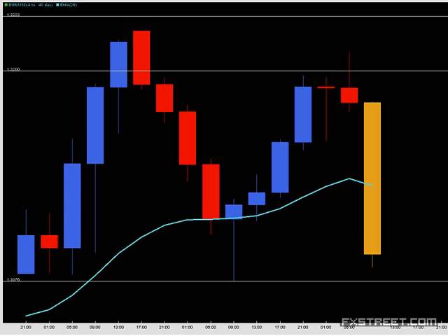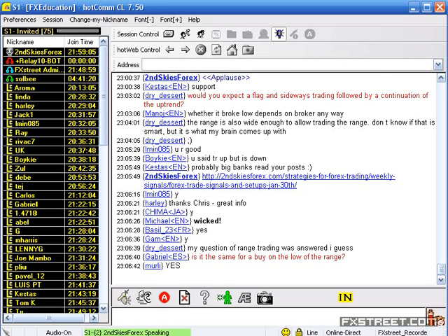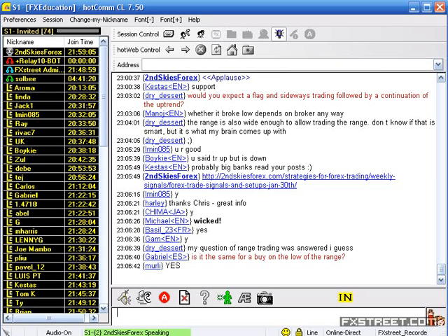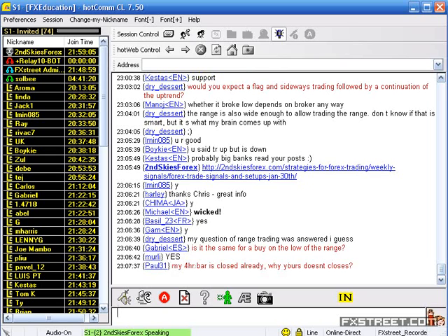Okay, so let's see some questions here. Dry Desert says, would you expect a flag and sideways trading followed by a continuation in the uptrend? I don't necessarily think that far out, in the sense that it could turn into a flag. I'm looking for the next day's price action, and then I want to see how that price action plays out, and then from there, I'll make my decision.